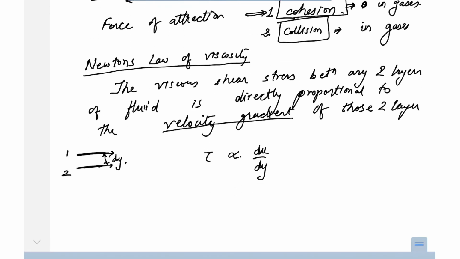If you remove this proportionality sign, then a new constant for the given particular fluid will be introduced, and that constant is represented by mu, which is nothing but the viscosity. As we have not defined that this viscosity is independent of mass, this viscosity will be the dynamic viscosity, which depends upon the mass of the fluid also.